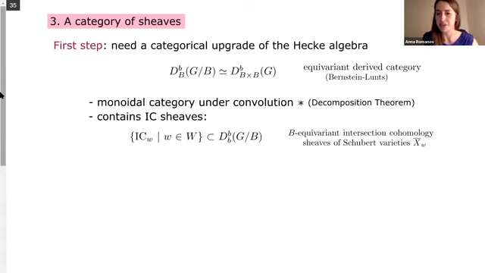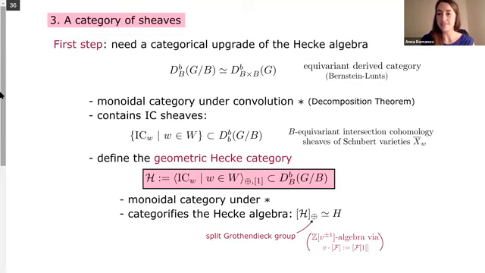Oh, this decomposition theorem should have gone lower. So this is not because of the decomposition theorem. This will come in a second. But this category contains all of the B-equivariant intersection cohomology sheaves of Schubert varieties. And so we can define a geometric Hecke category within here as the category generated by all of these IC sheaves, closed under direct sums and homological shifts. And this is also a monoidal category under convolution, and this is because of the decomposition theorem. So let me move that down a little bit.